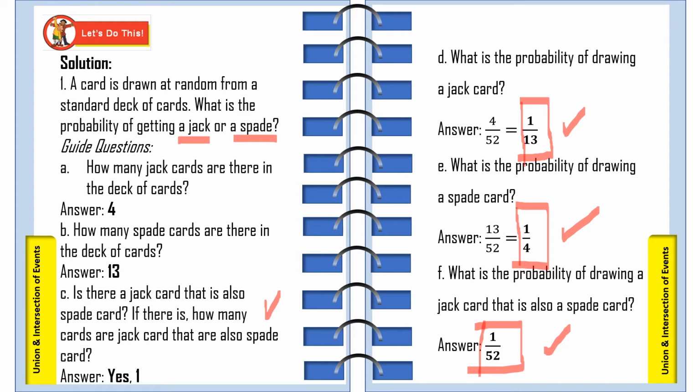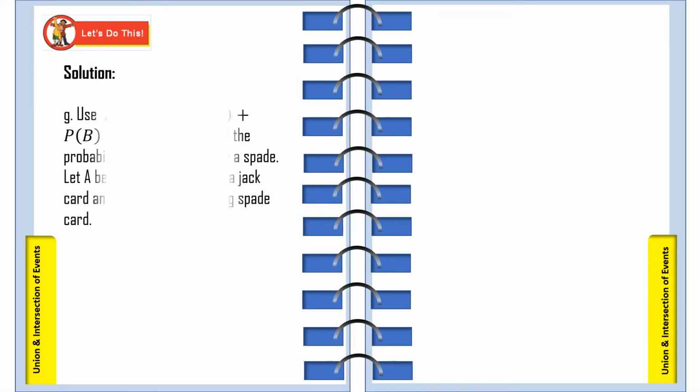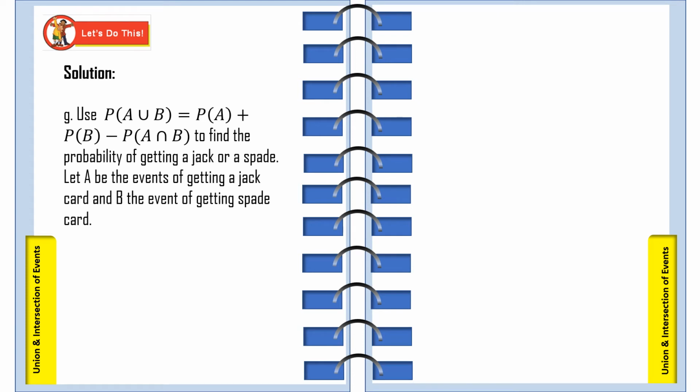Okay, so to answer our question now, dito sa first problem natin, gamit ang mga nakuha nating information, ganito na ngayon siya. We're going to use the probability of A union B is equal to the probability of A plus the probability of B minus the probability of A intersection B, to find the probability of getting a jack or a spade. So again, nagle-let tayo. Let A be the event of getting a jack. Let B be the event of getting a spade. Masyado kasing mahaba pag nilagay pa natin probability of getting a jack, probability of getting a spade.